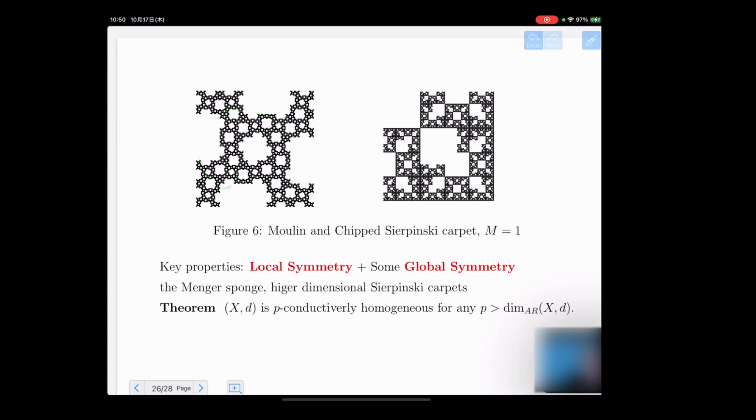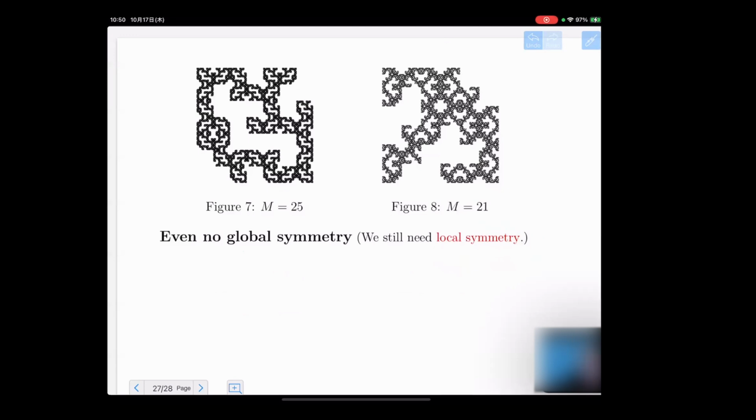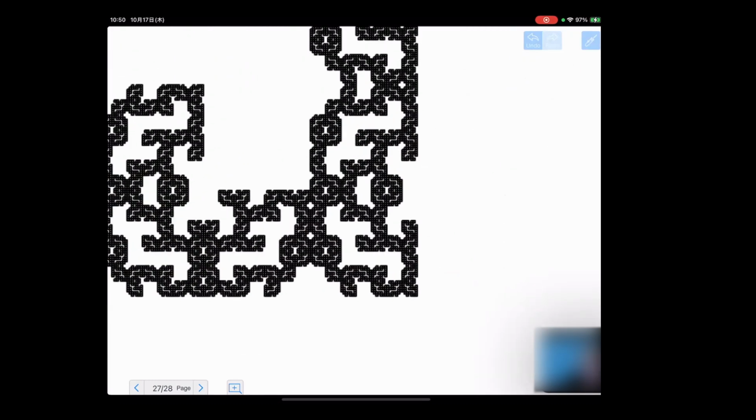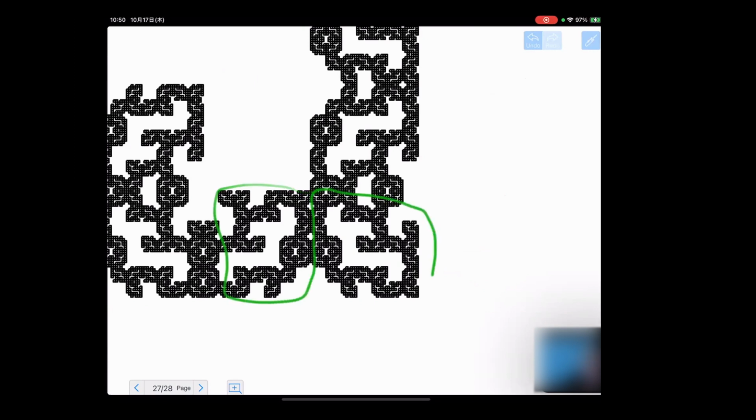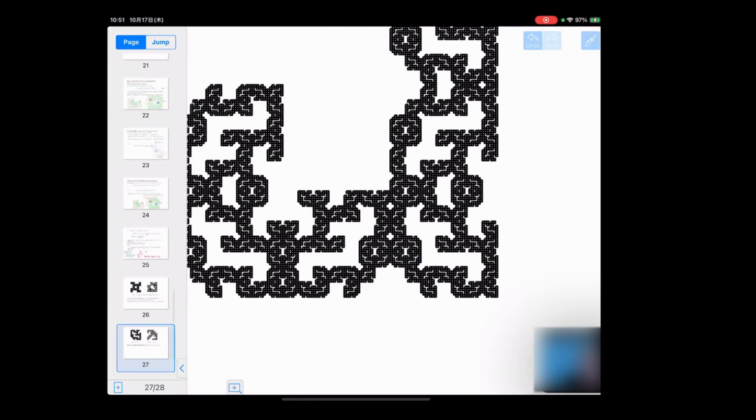which is the 90-degree rotation. And this has a symmetry with respect to this line. To show the conductive homogeneity at this level, we need some local symmetry and global symmetry. And these are other examples. No longer do we have any global symmetry, but we have local symmetry. For example, in this one, here are two pieces which have a common line here, and these two pieces have a symmetry with respect to this line. This is what I call the local symmetry.